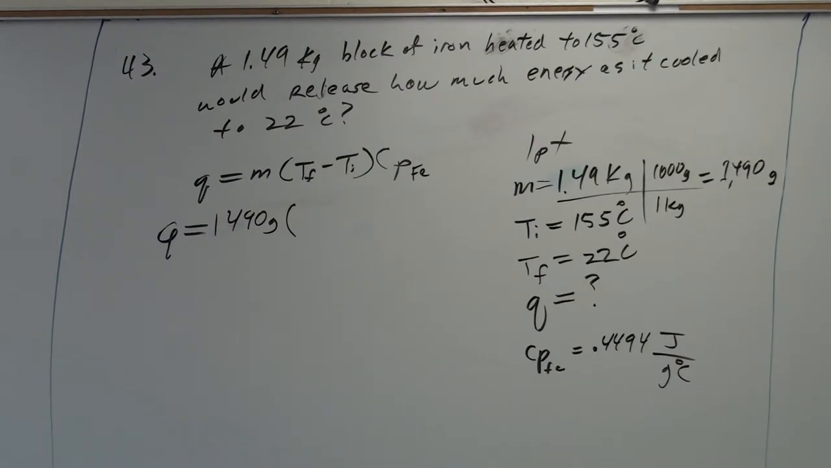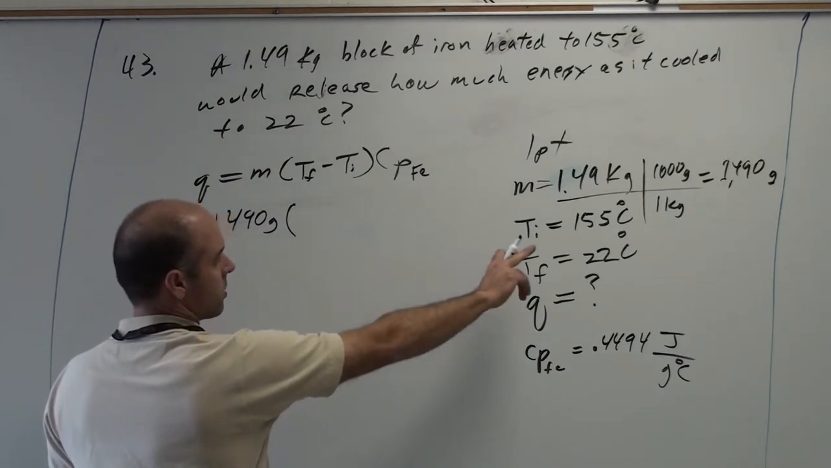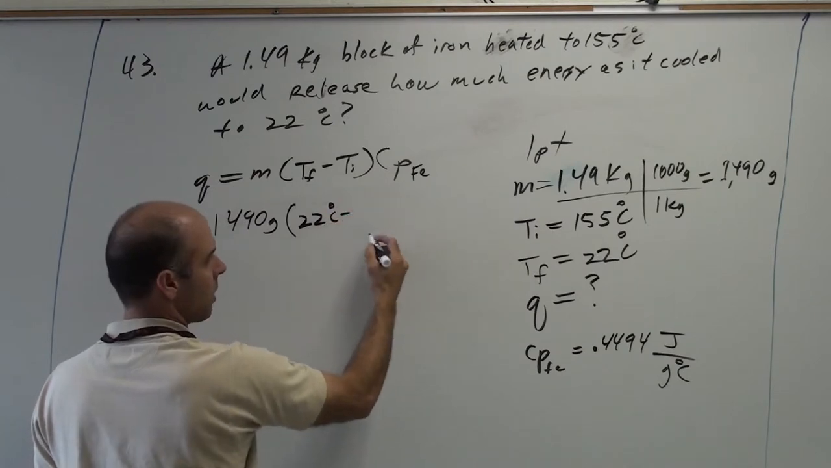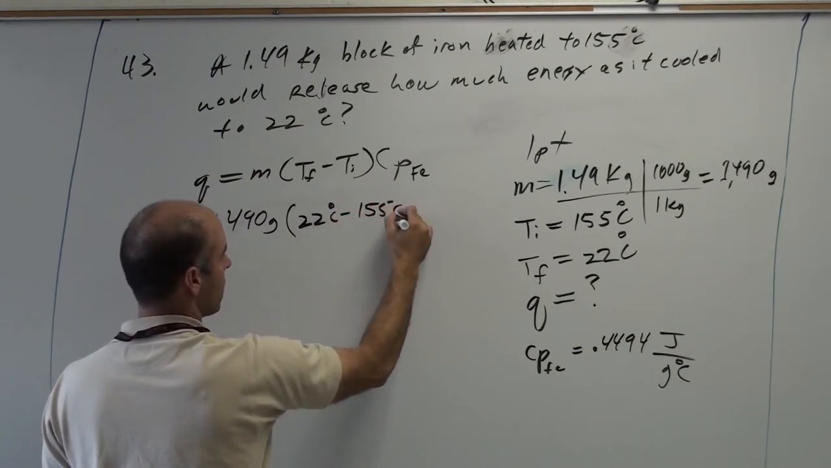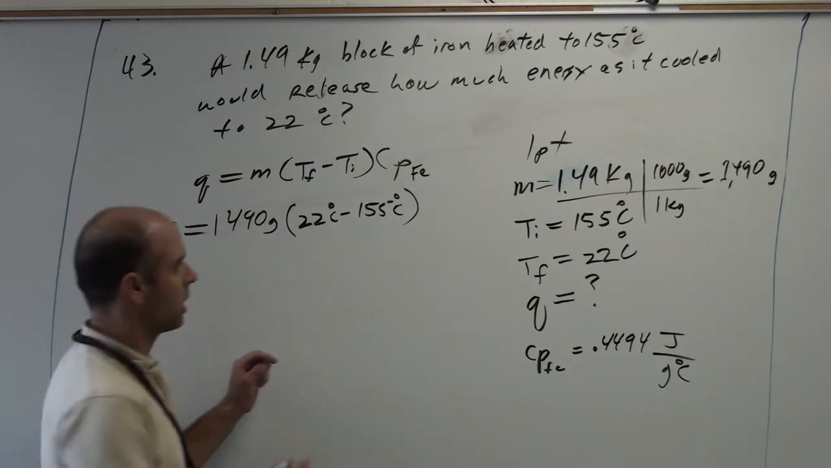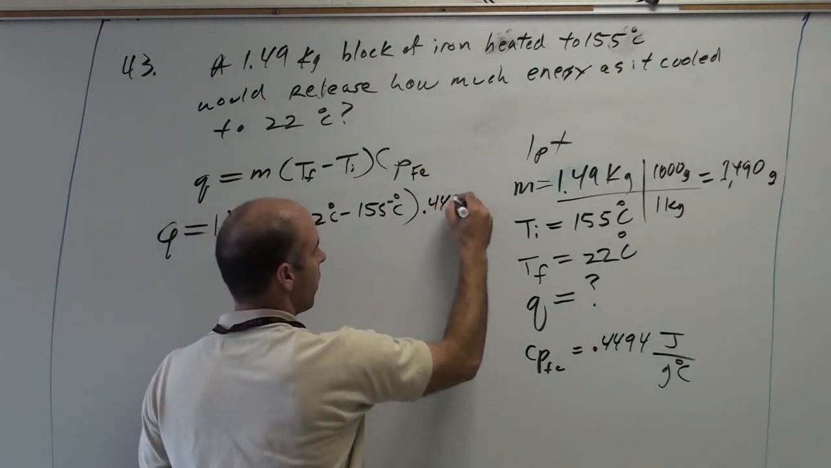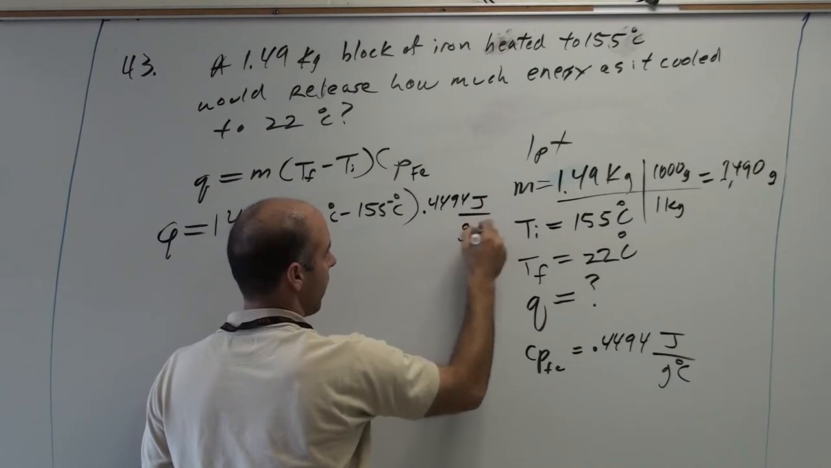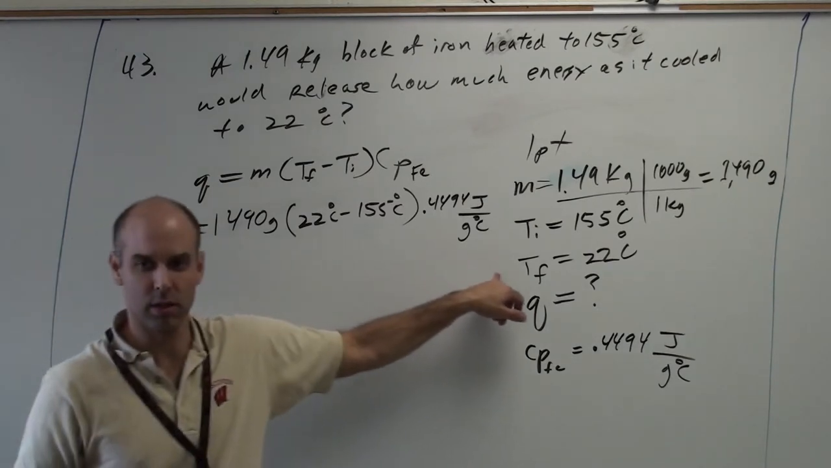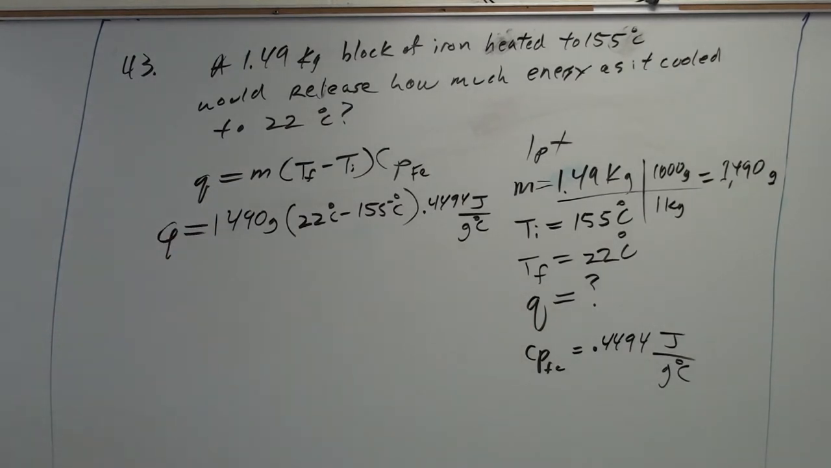T final minus T initial. So 22 Celsius minus 155 Celsius times the specific heat, which is 0.4494 joules per gram degrees Celsius. Of course, we put units on all of our numbers. To do otherwise would just be silly.